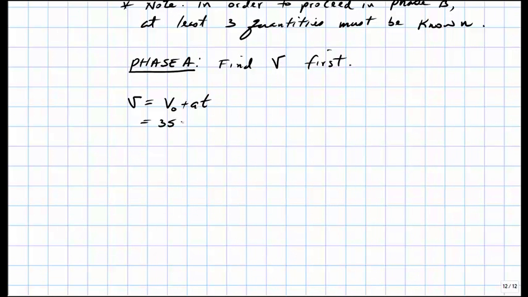So again, V0 is 35, the acceleration is 3, the time is 5, and we obtain a value of 50 meters per second. And this, of course, is the velocity in phase A at the end of the time period. In other words, at t equals 5. We can use that as the initial velocity in phase B. So I'll make a note to that effect. This equals V0 in phase B.